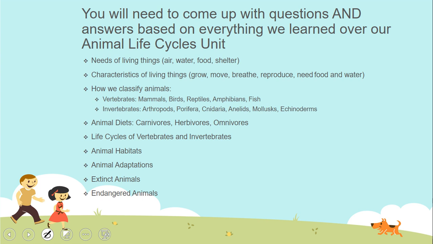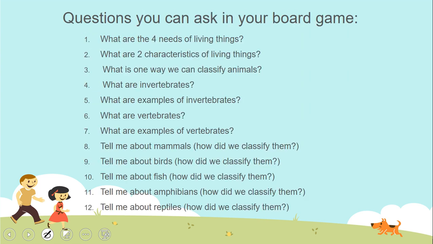And last week we talked about extinct animals and endangered animals, and we talked a little bit about why some of the animals went extinct and why animals are endangered and how we can help animals so that, if they are endangered, they do not become extinct. Okay, so that's a quick little review of everything that we've learned. I really hope you guys remember it because it's a lot of information.